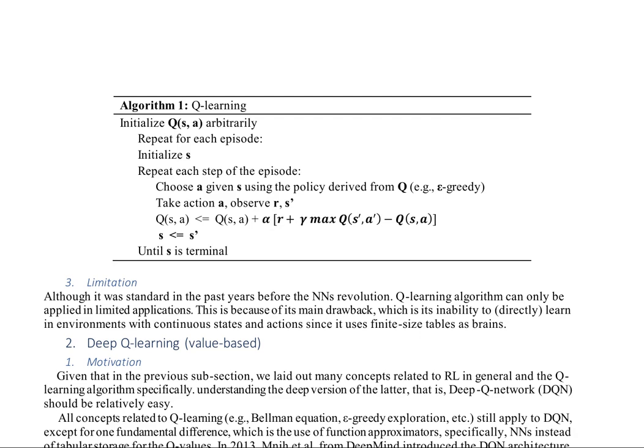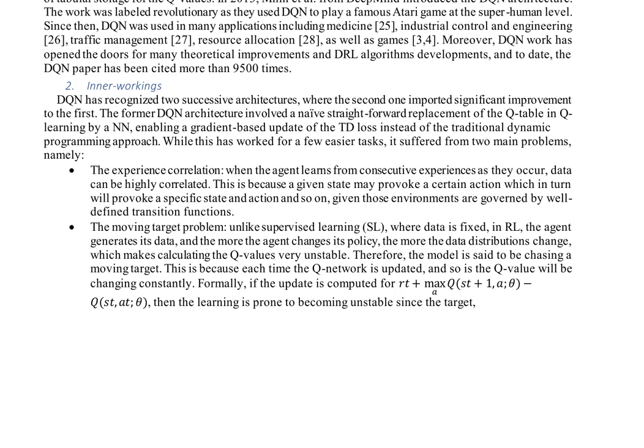The original DQN replaced the Q-table with a NN, enabling gradient-based updates. However, this suffered from experience correlation and the moving target problem. The updated DQN architecture addressed these issues, and the paper has been widely cited, with over 9,500 citations. The inner workings of DQN involve a NN that learns to approximate the Q function, and the algorithm iteratively updates the network using the TD loss.